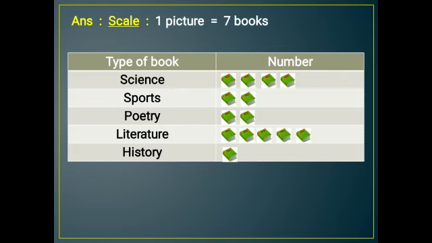And the last is history, that is only 7. So we will draw only one picture. Understood? So this is the way through which we draw the pictograph. Understood? So poetry, you have to draw 3 pictures of the book. And last, history 7, so we will draw only one. Why? Because one picture is equal to 7 books.